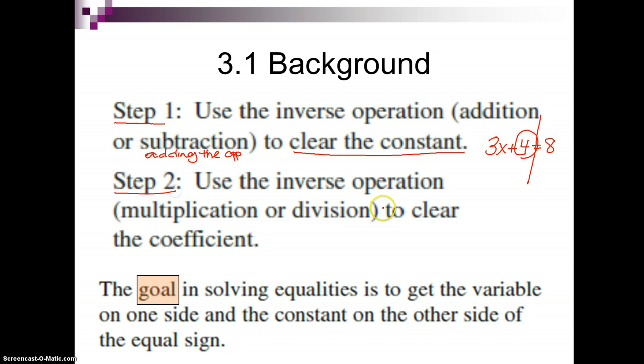Step 2, we use the inverse operation to clear the coefficient. The coefficient is 3. It's the number that's being multiplied or divided by the variable. The goal in solving equations is to get the variable on one side and the constants on the other side of the equation. So you end up with an answer sort of like that. You have an x on the left side or right side, it's all by itself, and a number on the other side.